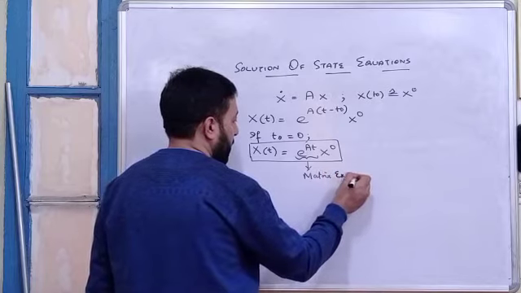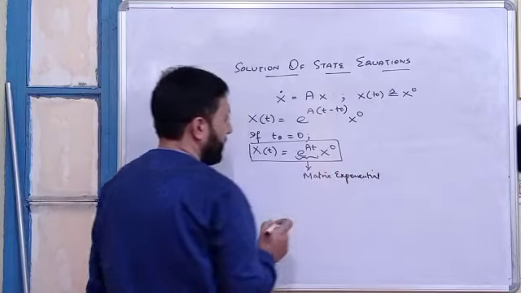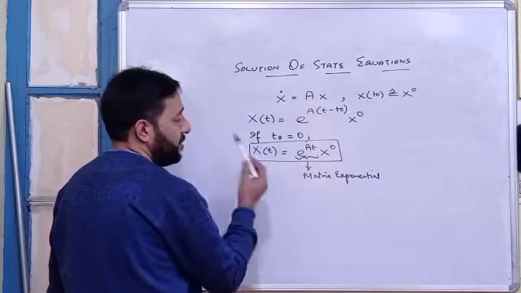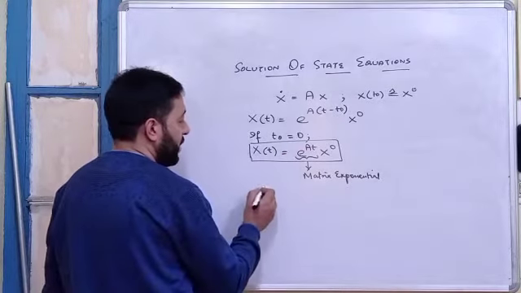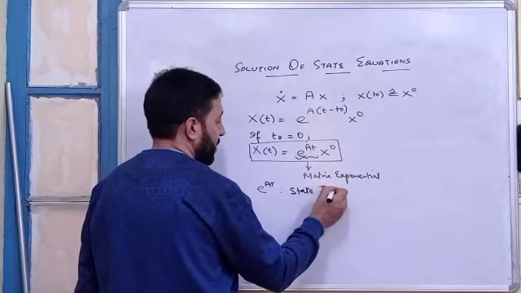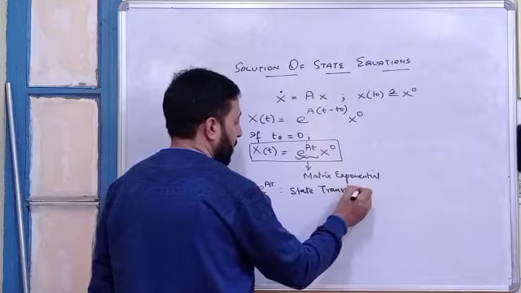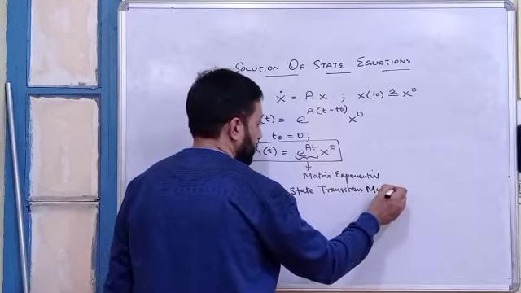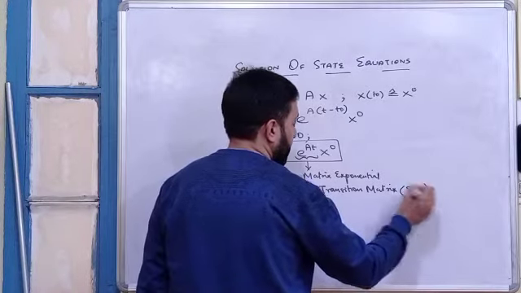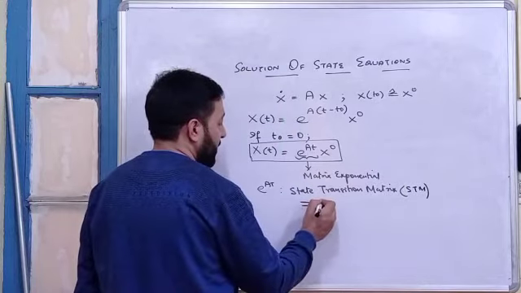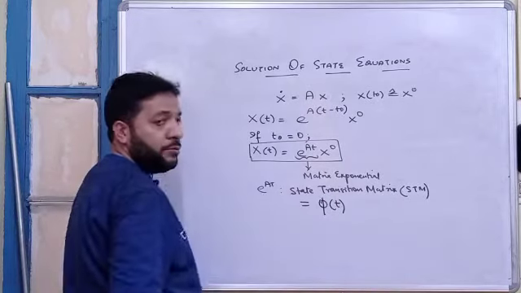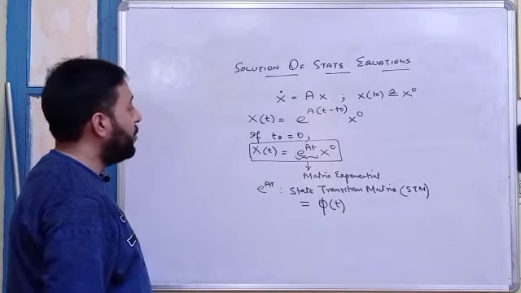And it is actually through this matrix that any initial state is transitioned to some final state x of t. That's why this matrix e to the power At is known in control theory as the state transition matrix. What do we call this? State transition matrix. Sometimes it's also represented as phi of t, where phi of t is equal to e to the power At.